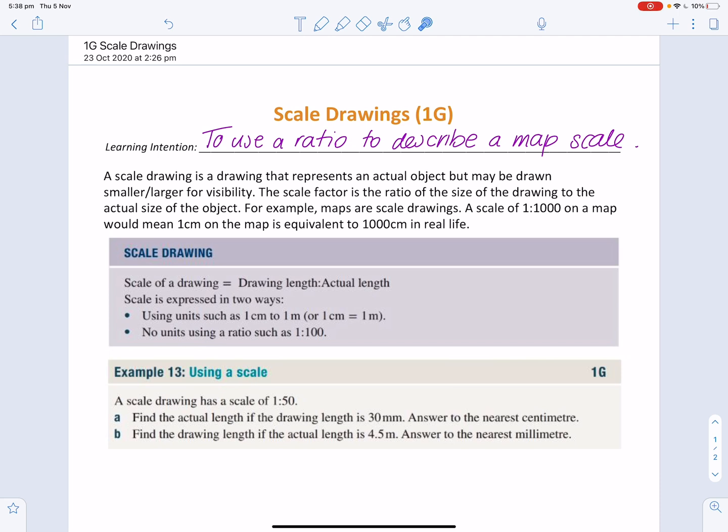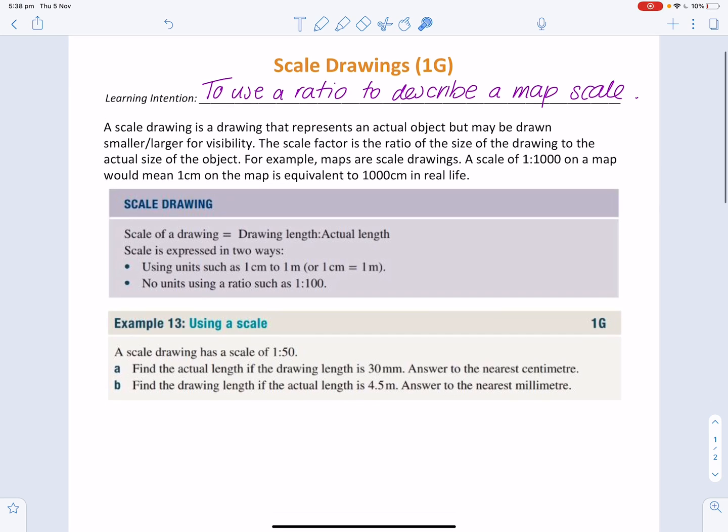Maps are another example of a scale drawing. Imagine we didn't draw maps to scale. How would we possibly draw different countries and things like that? If they were just drawn smaller and there was no thought put into it, you wouldn't know which country is larger than which country. You couldn't make a judgment of how long something is or how far something is. So it's really important that everything is drawn in proportion and accurately.